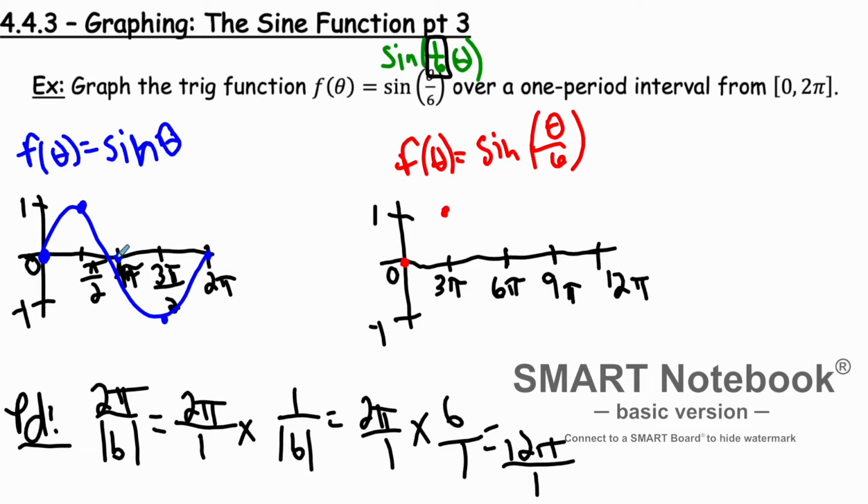So the next point was at pi, 0. Well, pi got moved over to 6, so that's at 6 pi, 0. The next point, 3 pi over 2, was at negative 1, and now that got shifted to 9 pi. So I have 9 pi, negative 1. And the last point, 2 pi, 0, well, that got shifted over to 12 pi, 0.